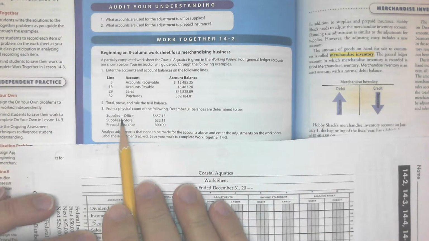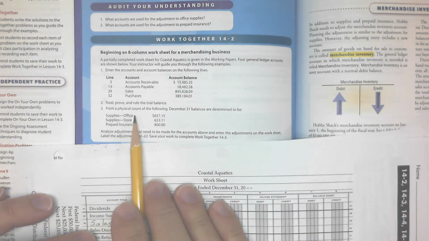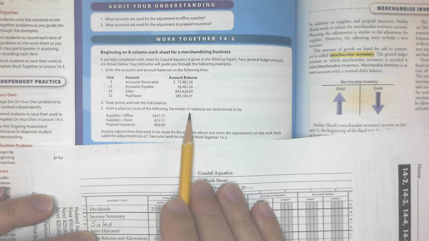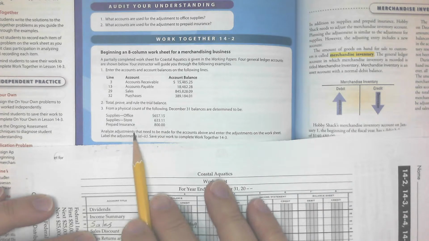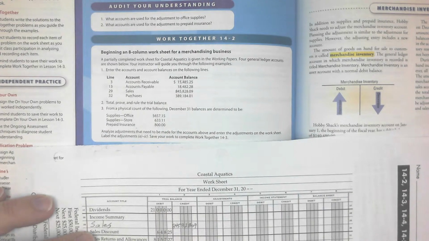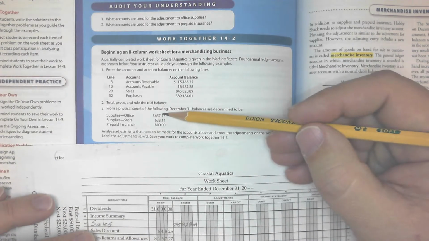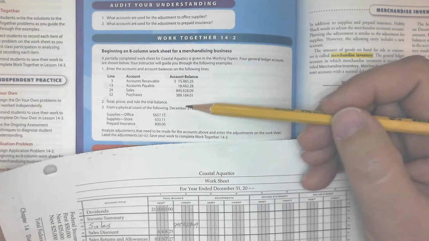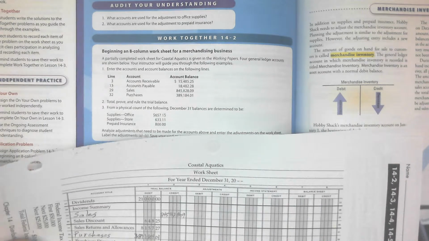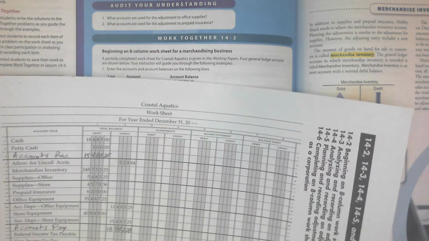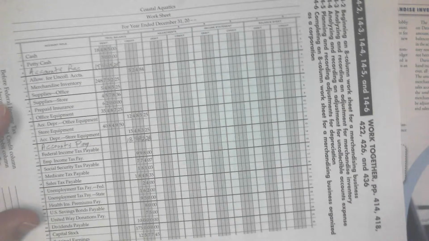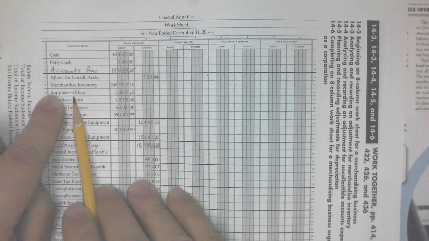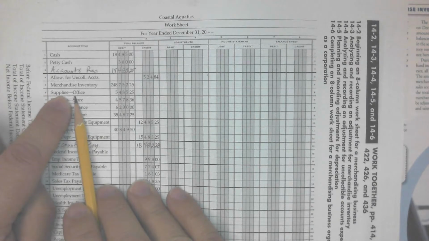Now we're going to do step 3, our physical inventory count items at the end of the year. We're going to fill these in and then do our adjustments. So we know the value of our supplies for the office on December 31st was $657.15. So we'll find we've got our supplies office line right here.